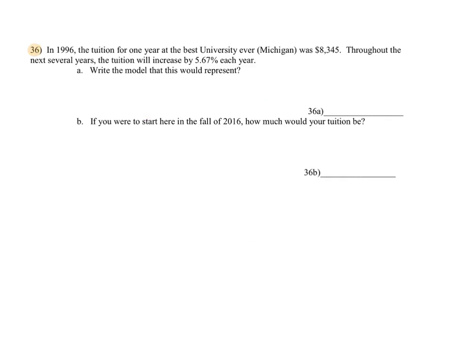Last one. Okay, in 1996, the tuition for 1 year at the university, at the best university ever, Michigan, okay, Driscoll/Young, was $8,345. Throughout the next several years, the tuition will increase by 5.67%. Okay, it doesn't say anything about being compounded, so I'm going to stick with my original equation. We are increasing, so it's 1 plus r to the t again.